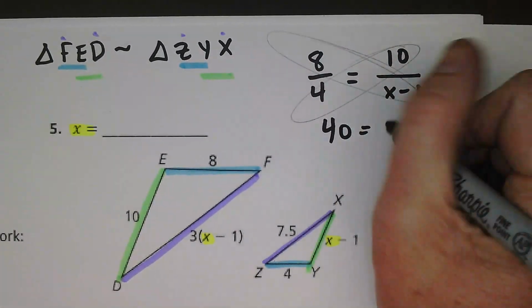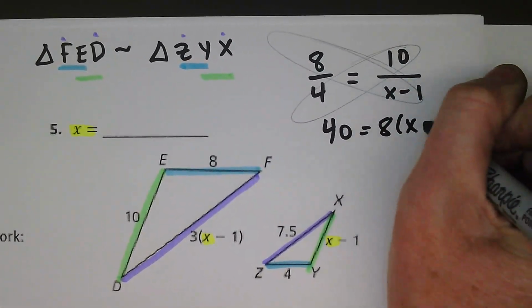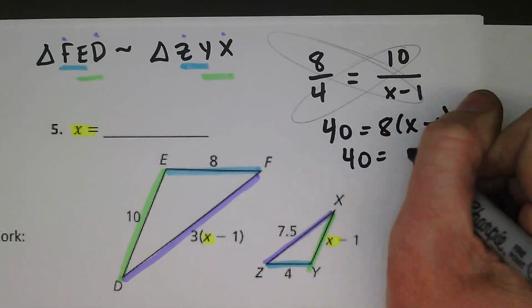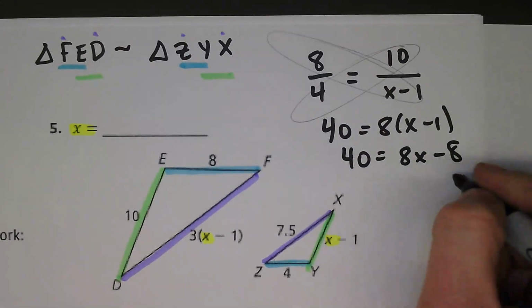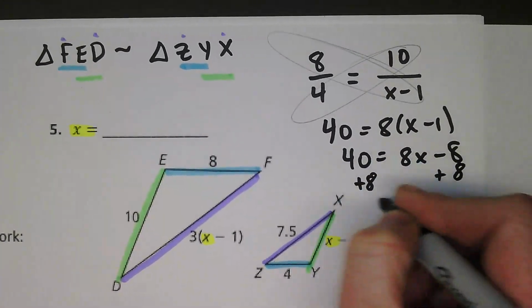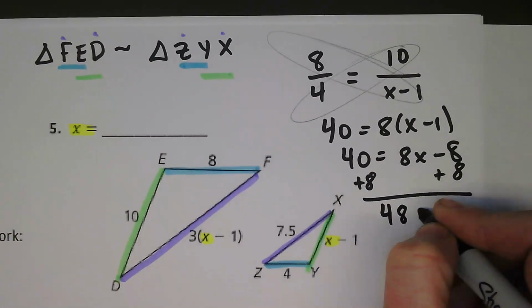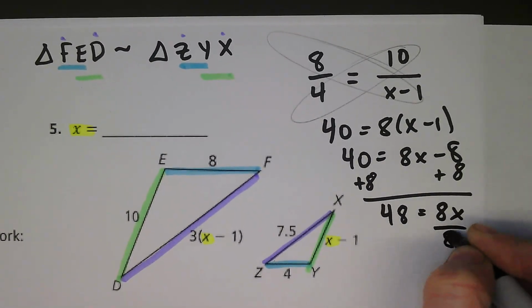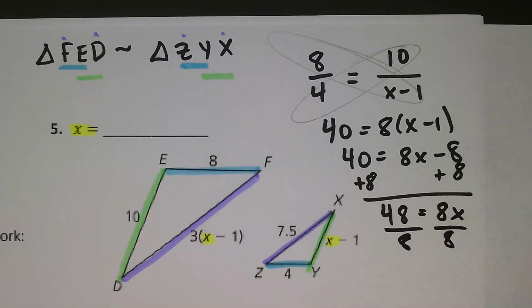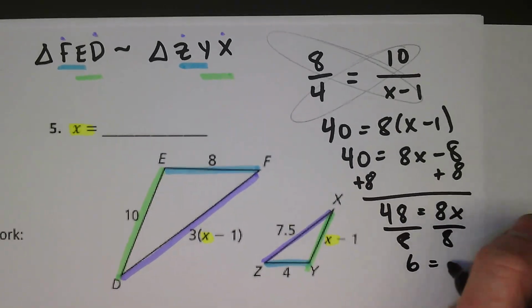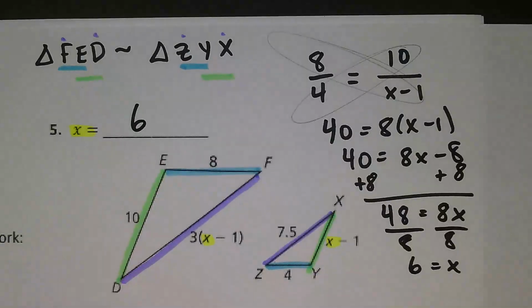This is going to be 8 times all of that. So that's 8 times X minus 1. That's going to be 8X minus 8. So I'll add 8 to both sides, and I'm going to get 48 equals 8X. Divide by 8, divide by 8, and X is equal to 6, right? X is equal to 6.